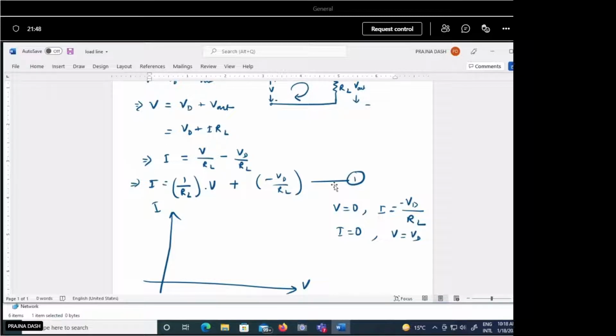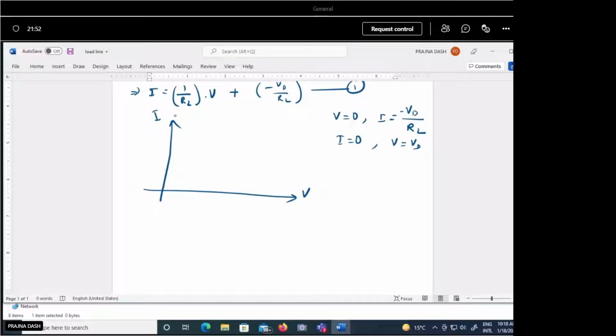When we get these two fixed points, how do we represent them? V equal to zero means this current axis. If you take the magnitude value, this VD by RL, somewhere the point will be here. I have taken this as the magnitude value, so this represents the direction of your current. If the negative sign is there, then the current will flow in the opposite direction. If I take I equal to zero, that means the voltage axis, where V is equal to VD, somewhere the point will be here. If we combine these two points with a straight line, this will represent the equation.